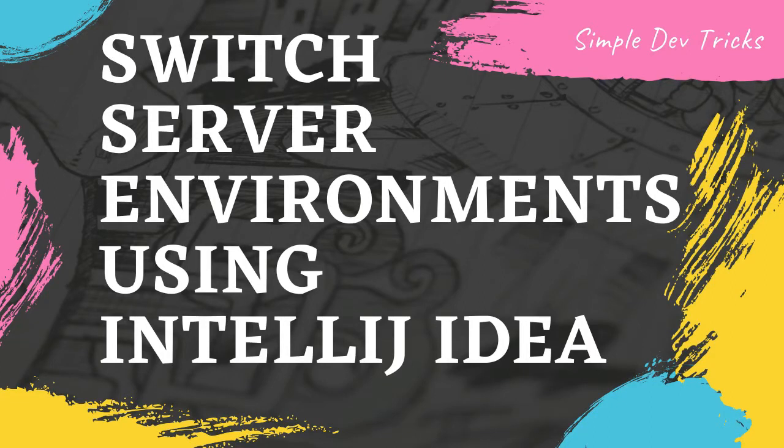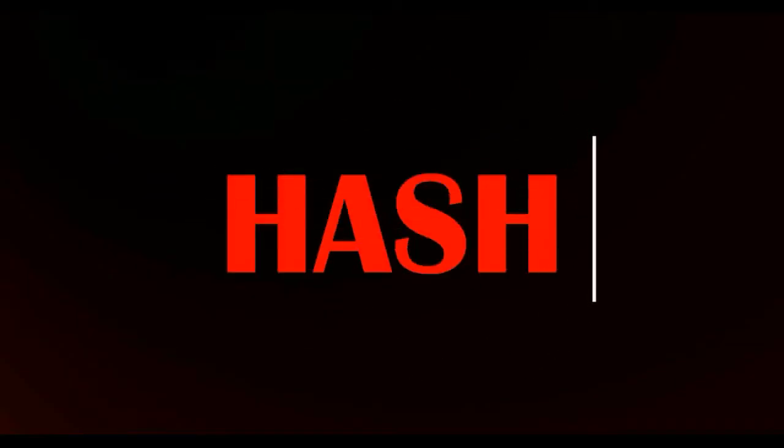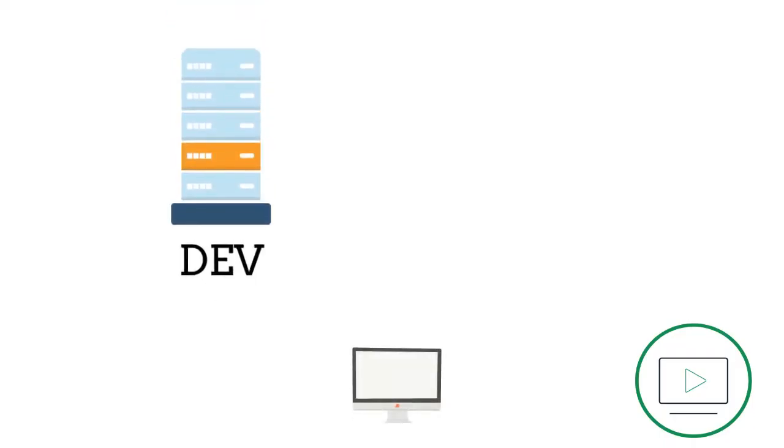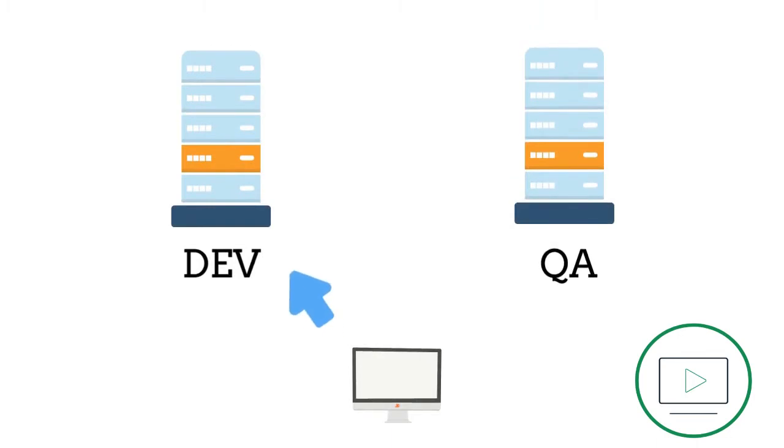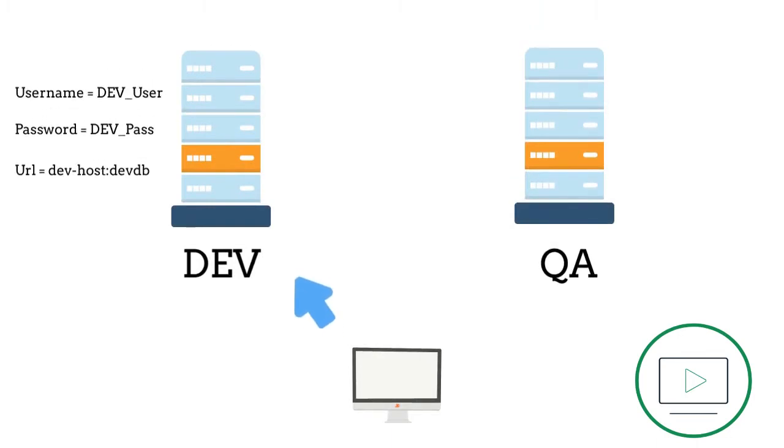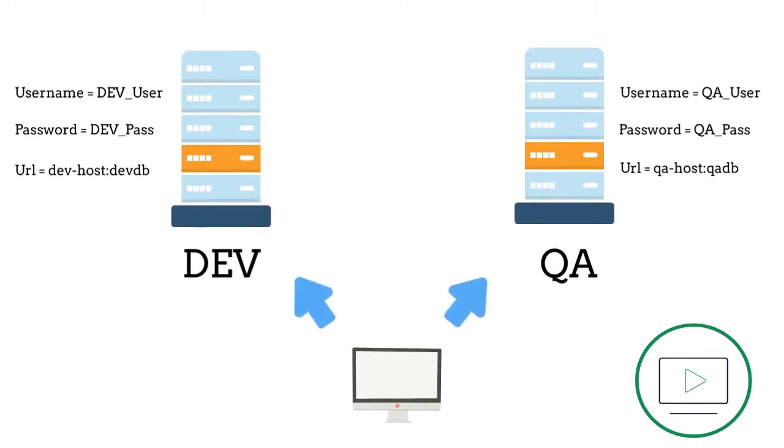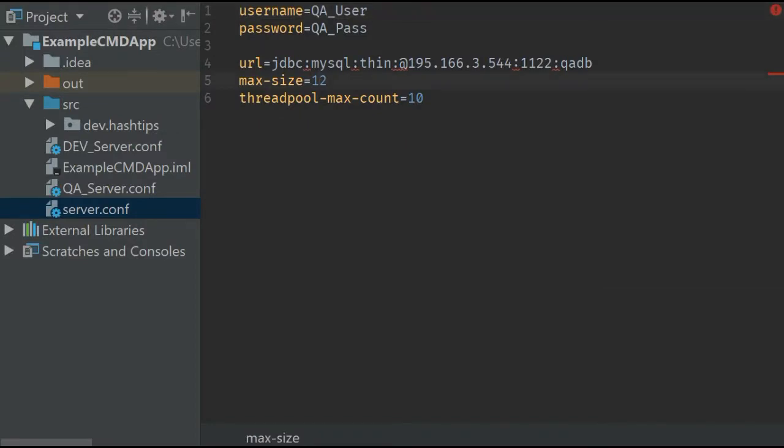Hello everyone, let's learn a simple trick that you can use to easily switch between environments using IntelliJ IDEA. Think of a scenario where you need to work on two different environments. To make it work, you need to keep the data required to get connected to the environment separate. But most of the time, you'll be changing a single file to change the environment that you are working on, just like this server.conf file.